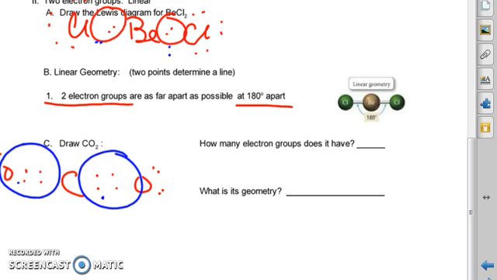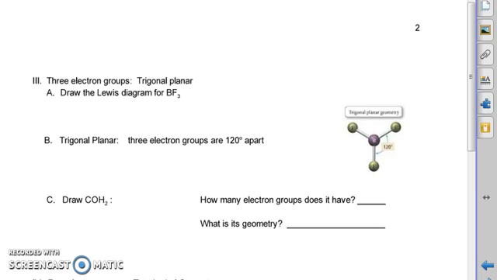It can be, again, a lone pair. We haven't seen that yet. So how many electron groups does carbon have on it? And it's just 2. So what is its geometry? Once again, it's linear. How far apart can those 2 electron groups be? So what about 3 electron groups, trigonal planar?